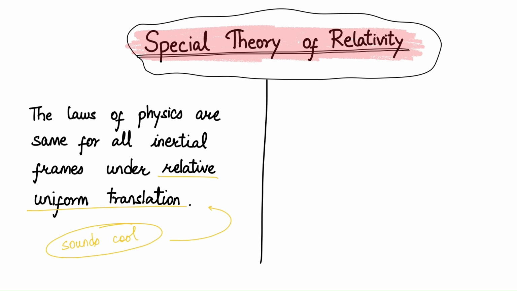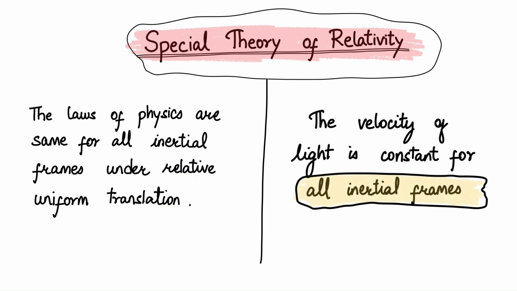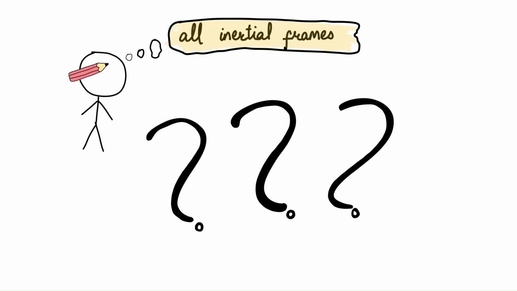Wow. First one talks about the uniformity of physical laws under relative uniform translations. And second, the velocity of light is a constant. Well, for all inertial frames, but what does that mean?